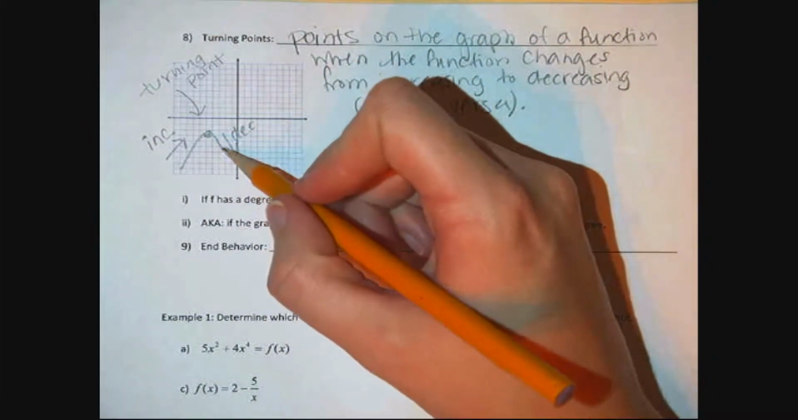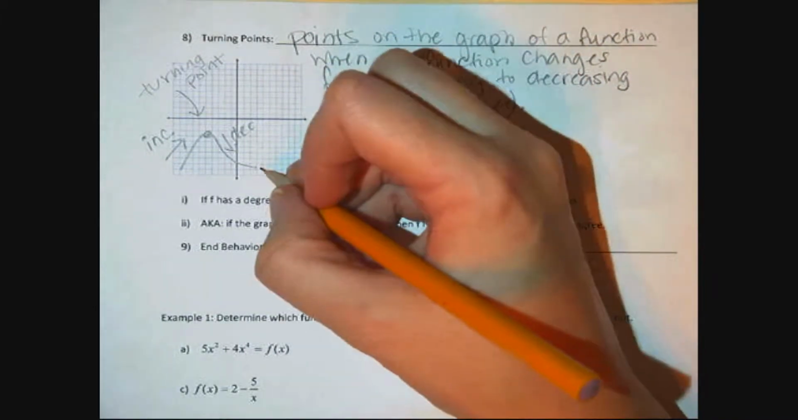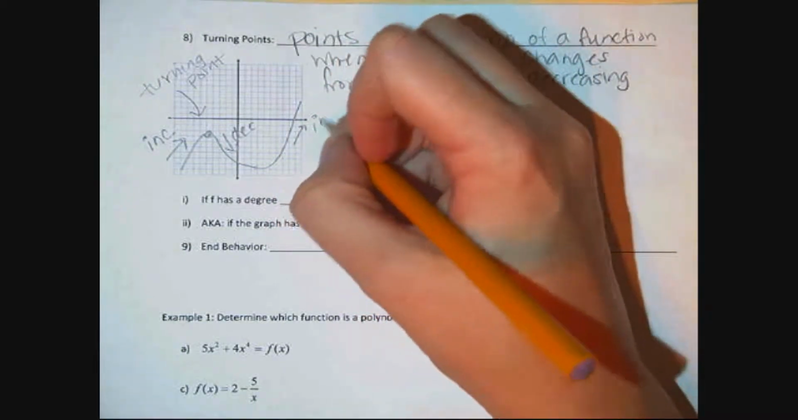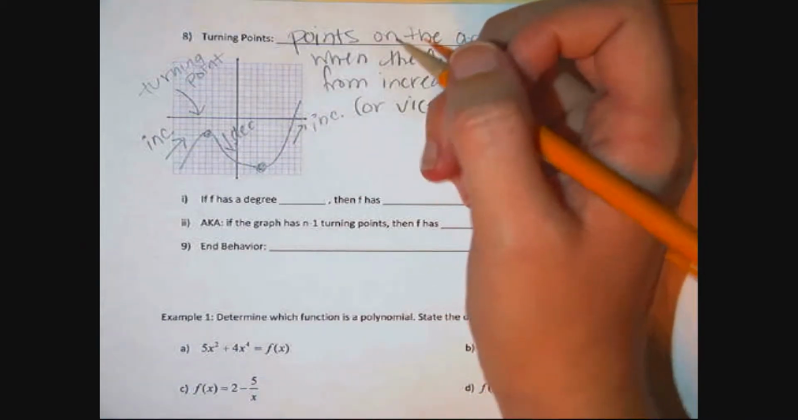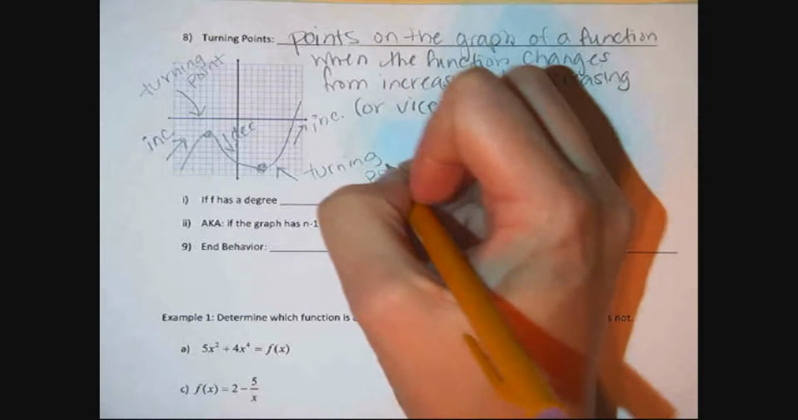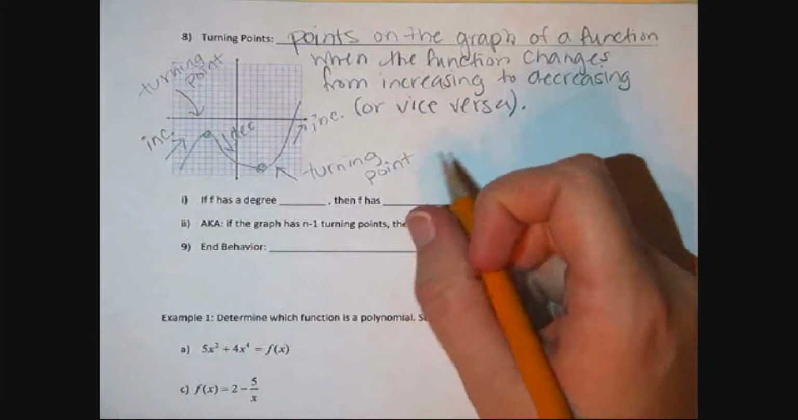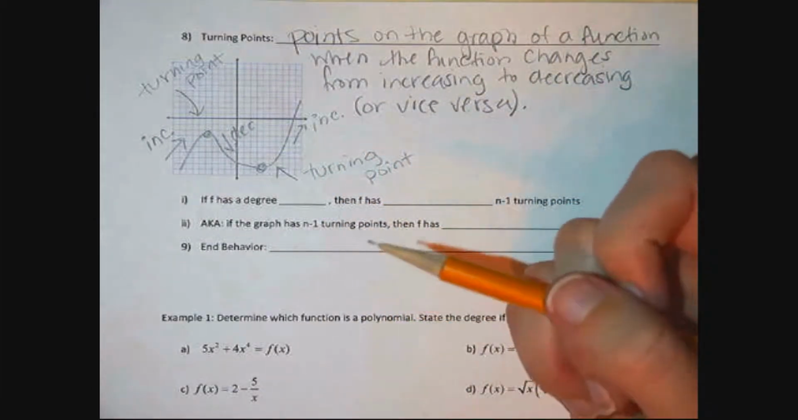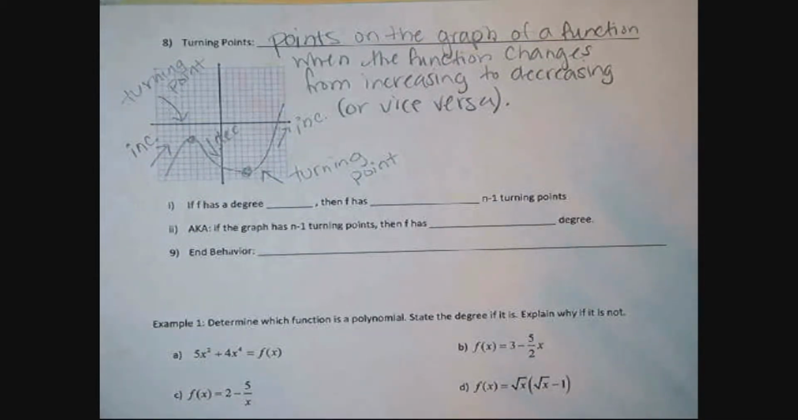Okay. And again, if we are decreasing, our y's are getting smaller as our x's are getting larger, and then we suddenly change and begin increasing here. That point where we change directions is another instance of a turning point. So anytime that our graph changes direction, increasing to decreasing, decreasing to increasing, we would call that a turning point on our graph.